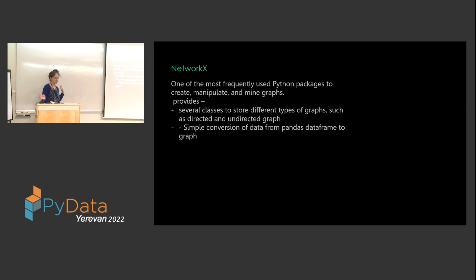So now that everyone in the room is convinced that graphs are the thing and we should be using those, the next question we should probably address is how. And my answer to that is NetworkX, which is my go-to library when I want to work with graphs. According to their documentation, it is one of the most frequently used Python packages to create, manipulate, and mine graphs. And what does it provide? First thing, it provides us several classes to store different types of graphs, for example, directed, undirected, all types. It covers a lot. It gives us a really simple conversion of data from a pandas data frame to a graph, which I find super useful.